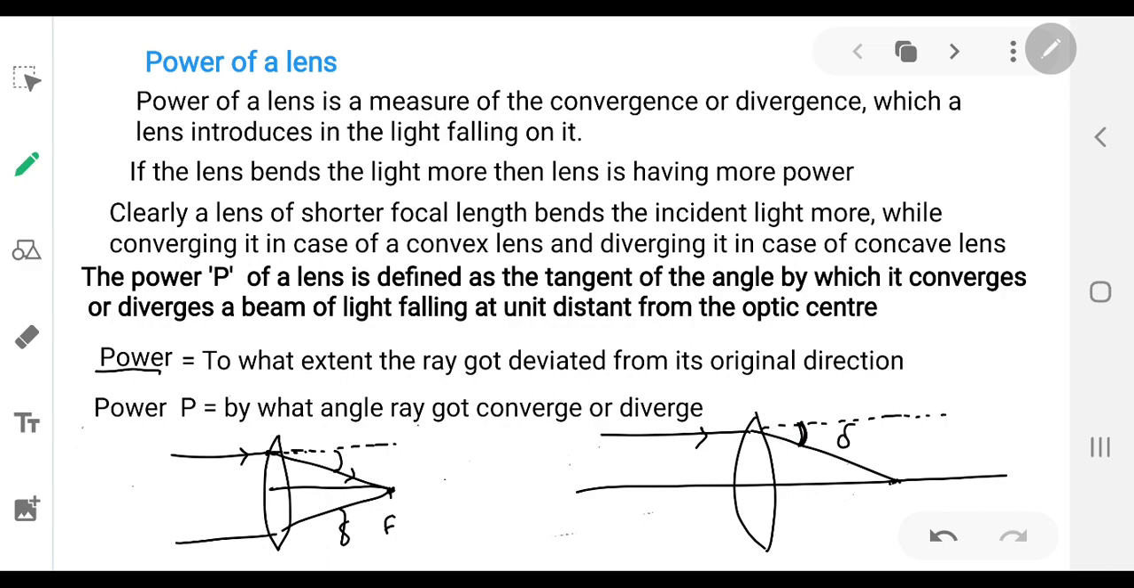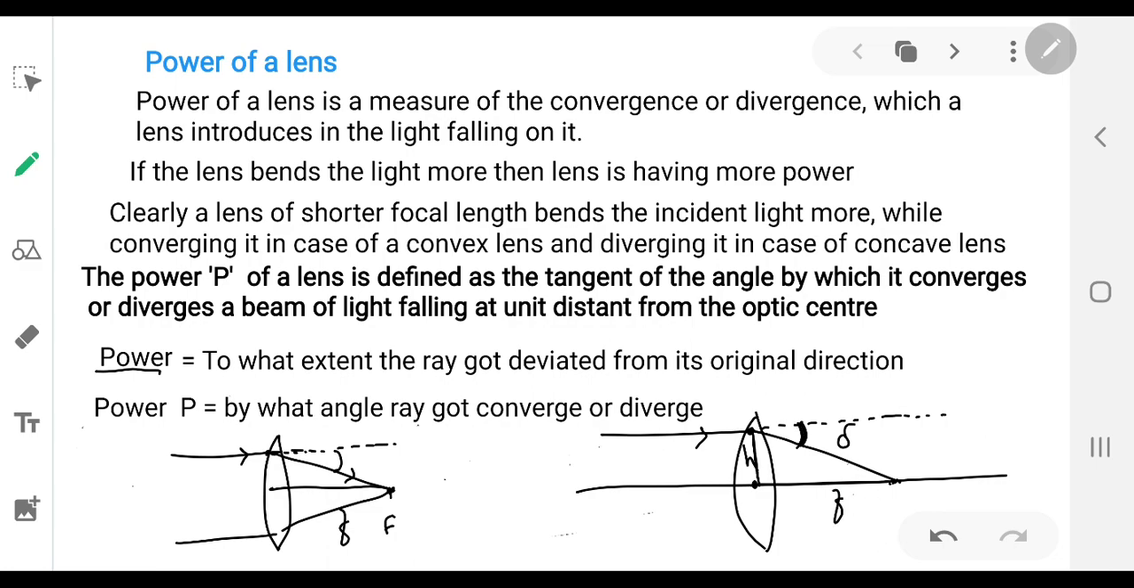But it is difficult to make a ray incident on a lens and then measure the deviation suffered by the ray. Practically it is difficult. So we have to write the equation in terms of a measurable quantity. What we'll do is take this height as h, the distance between the ray and the optic center as h, and this is the focal length.